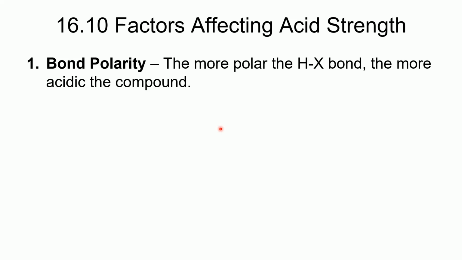We'll start with bond polarity. The more polar the bond is between hydrogen and whatever else it is bonded to, the more acidic the compound is usually. Now, that's not 100% the case, and I can think of many examples where that's not the case. But if you're not sure, you can look at polarity, and that will give you at least an idea of whether that hydrogen will be acidic.